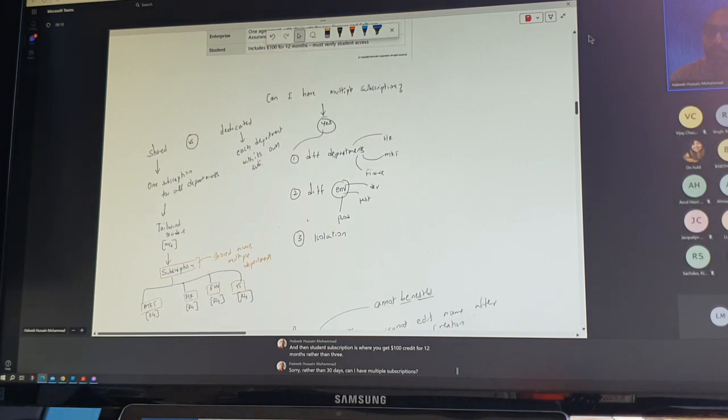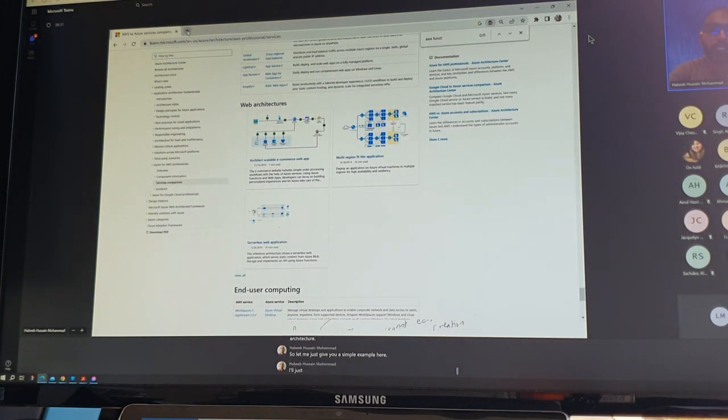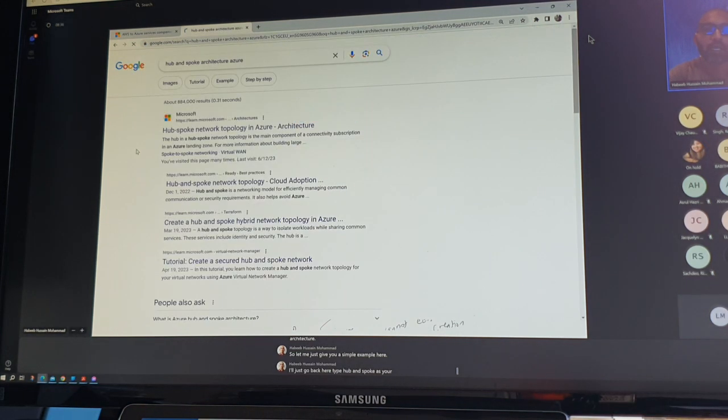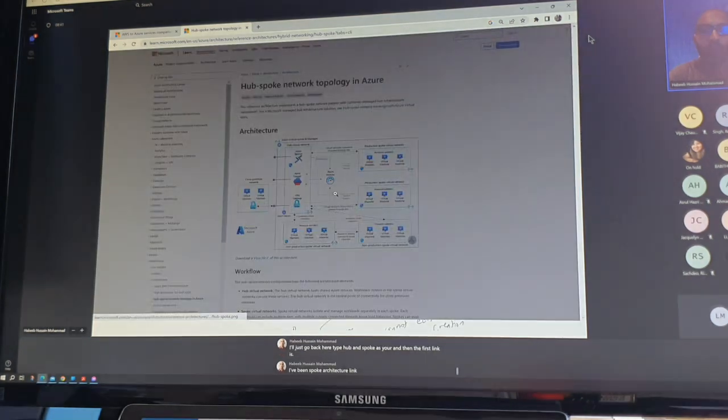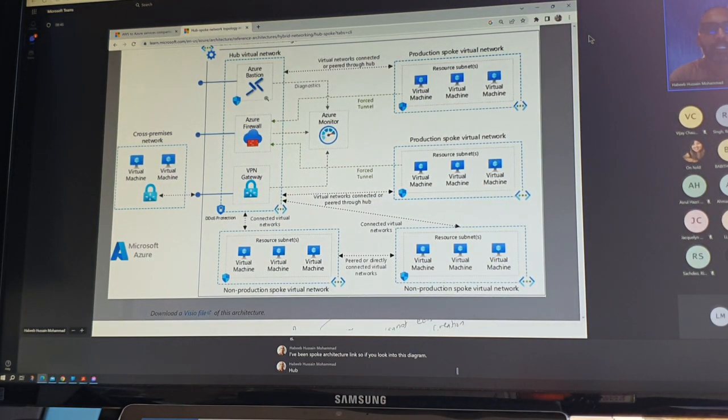Can I have multiple subscriptions? Yes. When you have different departments, when you have different environments, when you want isolation. For example, in a large enterprise environment, when we talk about hub and spoke architecture. Let me give you a simple example here. I'll go back here, type hub and spoke Azure, and the first link is a hub and spoke architecture link. If you look into this diagram, the hub is basically the transit point where all the shared resources are kept, which means a subscription at the organization level can be considered for the hub.